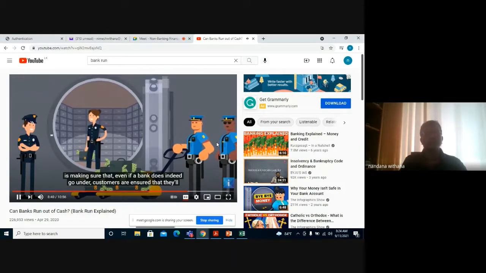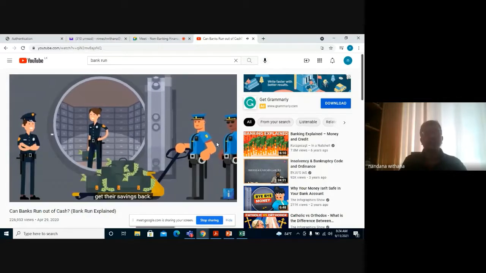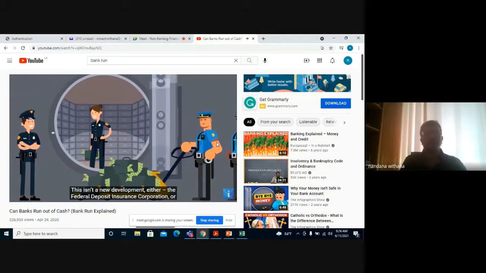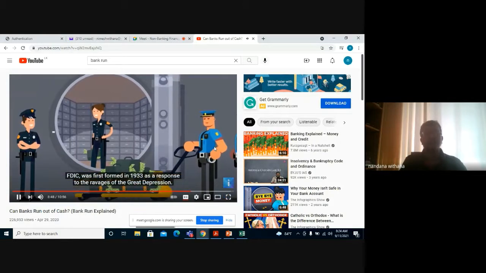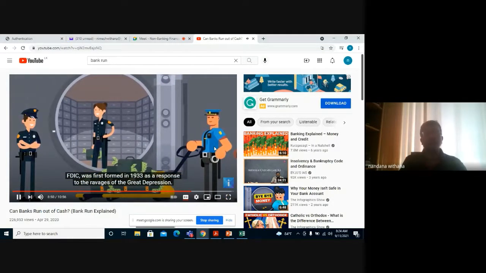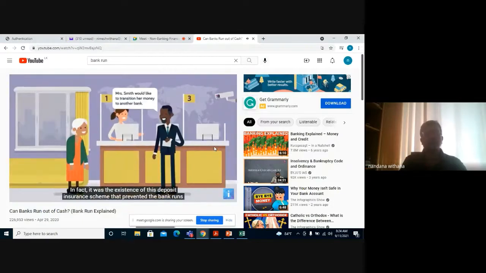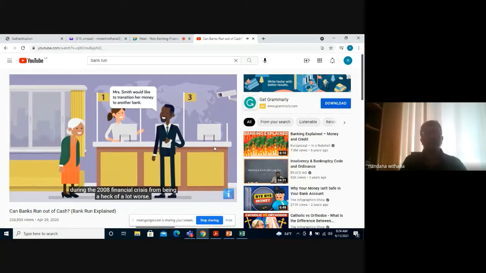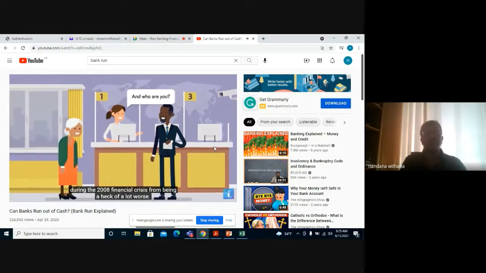...indeed go under, customers are ensured that they'll get their savings back. This isn't a new development either. The Federal Deposit Insurance Corporation, or FDIC, was first formed in 1933 as a response to the ravages of the Great Depression. In fact, it was the existence of this deposit insurance scheme that prevented the bank runs during the 2008 financial crisis from being a heck of a lot worse.